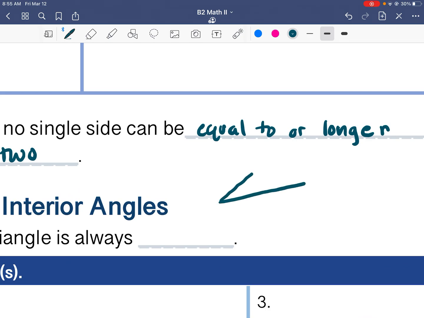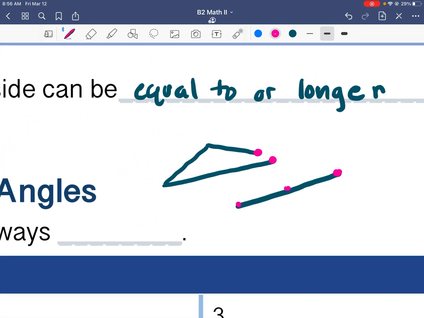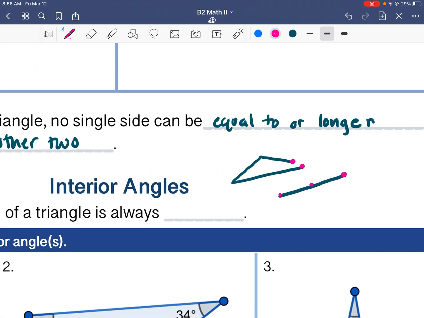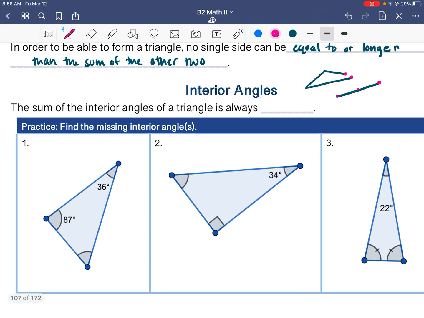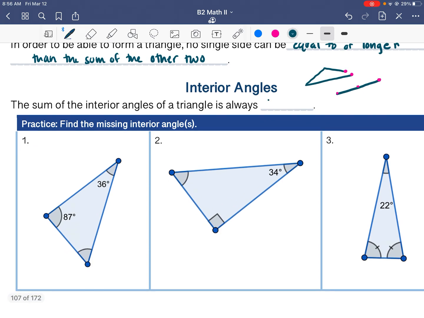So what would happen if instead of 1 inch and 1 inch we had 1.5 inches and 1.5 inches? The problem with that is that you can make these 2 touch, but you have to make them flat. Essentially, you end up with a triangle that looks like this, which is not really a triangle, we've decided. In math, that's not a triangle. So it can't be equal to or longer than the other 2.